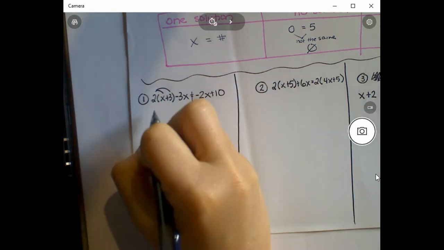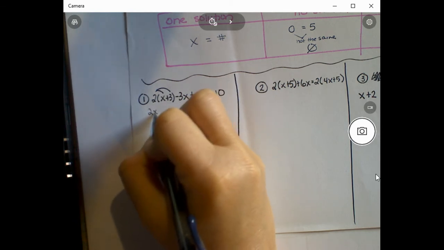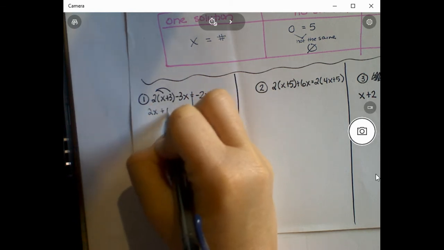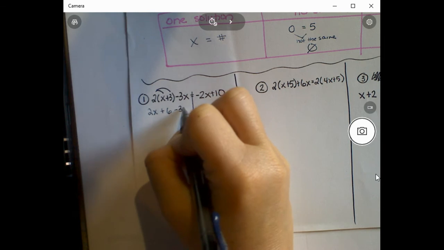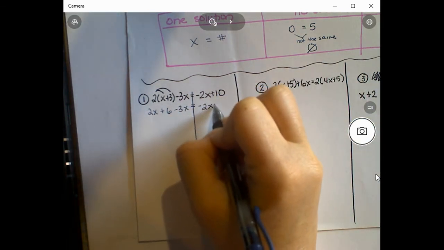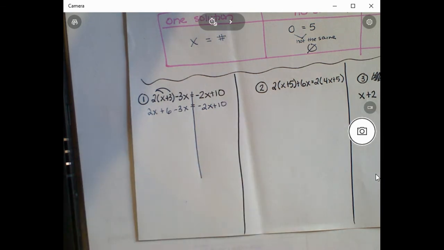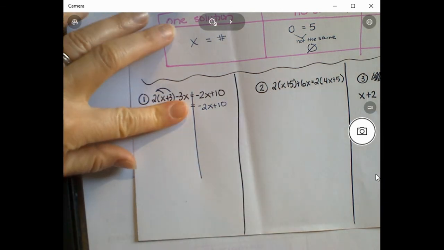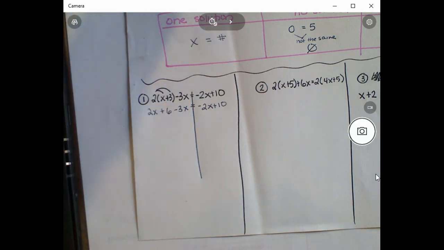All right, so let's do it. 2 times x is 2x. 2 times 3 is 6. And we still have the negative 3x that was there, and this side stays the same. Okay? We also would cover up and say, can I distribute on that side? No, we can't. So we are now done with step 1. All the distributing is done.